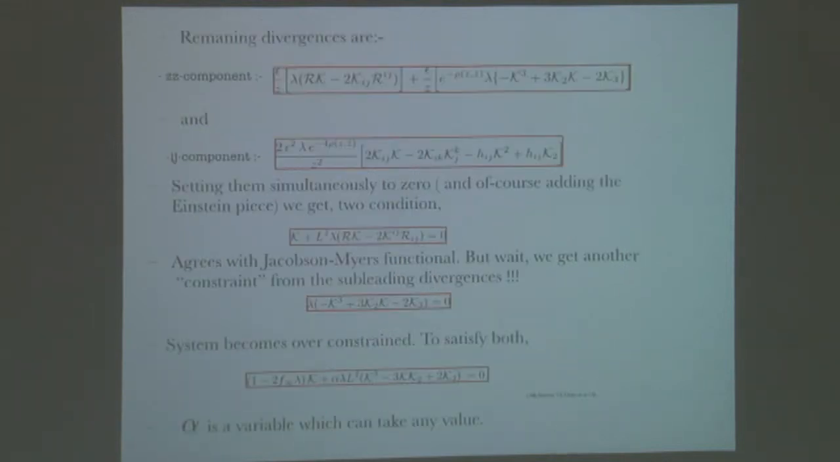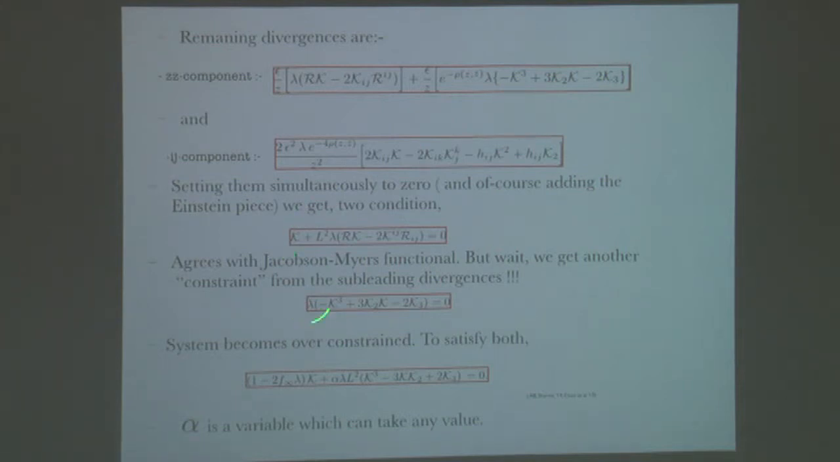The remaining divergences are in the Zz component after doing all this, and in the Ij component, and if we take the Z going to 0 limit, we have to set this one to 0. Setting this together with the Einstein counterpart leads to this surface equation, which just comes from the Jacobson-Myers functional, but we have this extra condition here, and these conditions are basically similar because if you dot it with Kij you will get this. So this serves as a kind of constraint on this equation of motion, and the system becomes too constrained, and it is not expected that any general surface actually satisfies both of these equations.